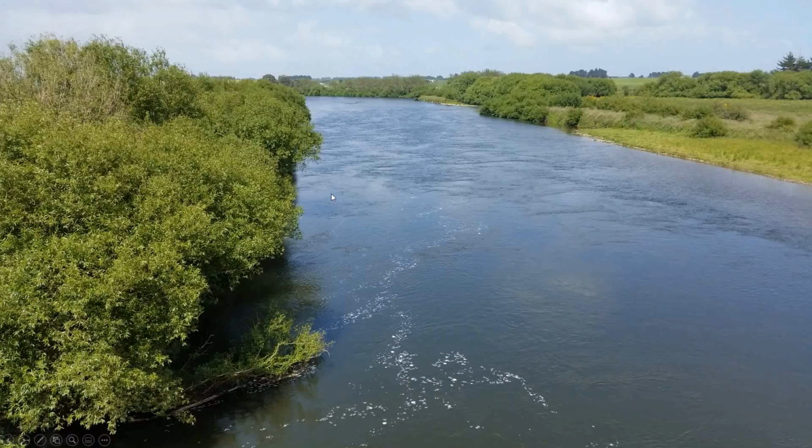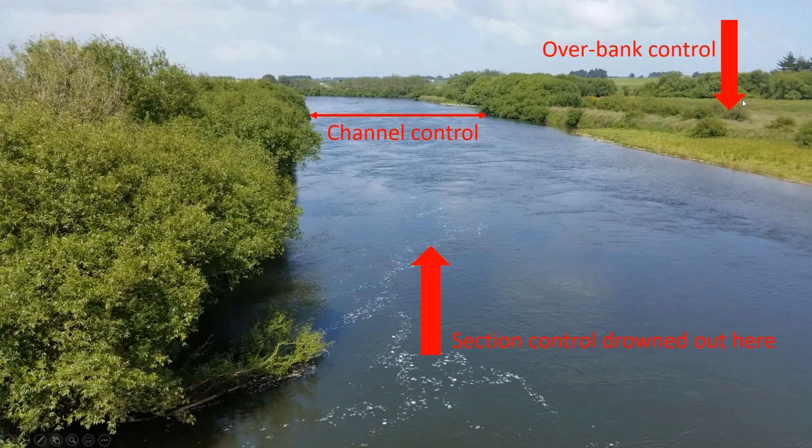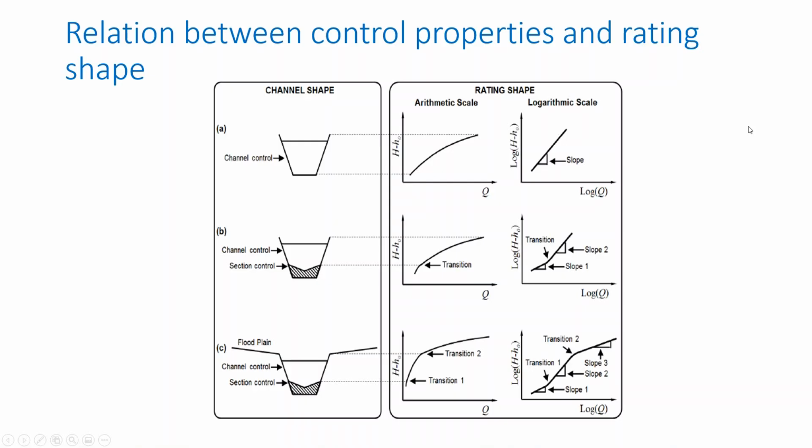And this is the site in reality. The section control here is drowned out, we can't see it, but here's the channel control and then the overbank over the side. Okay, so here you can see the relationship between the control properties and the rating shape.